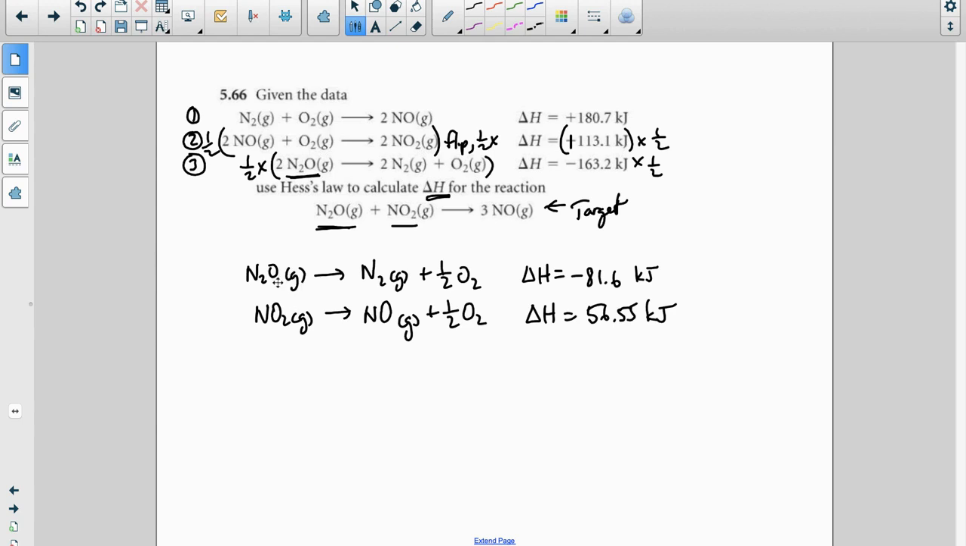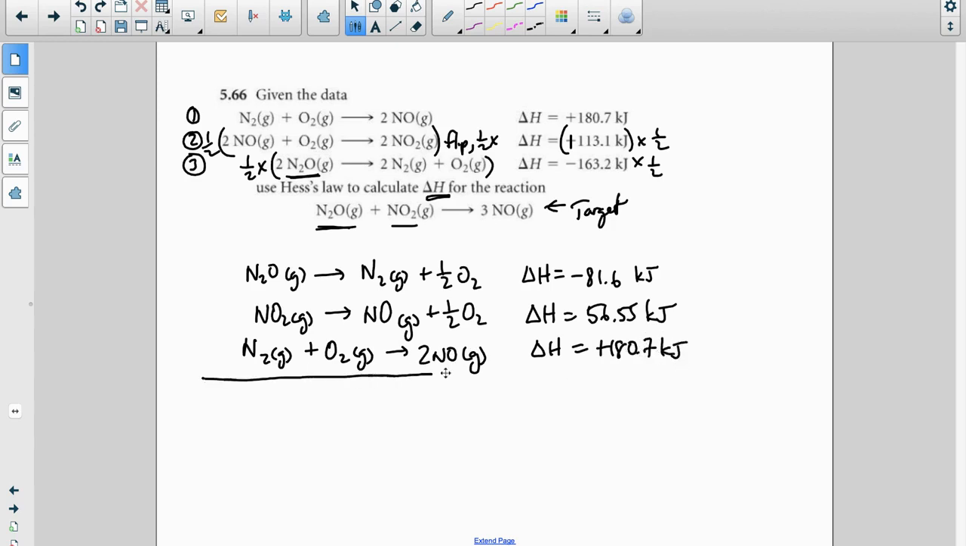Okay, so we've got my N2O in place. I've got my NO2 in place. What about my NO? Well, we see 1 NO here, but we need 3. So looking at number 1, I see that there's 2 NO on the product side. If I add 2 NO to that, I should get 3 NO. So I'm going to keep number 1 the same. Just write it down. And that will be the same delta H. I don't need to do anything with that.